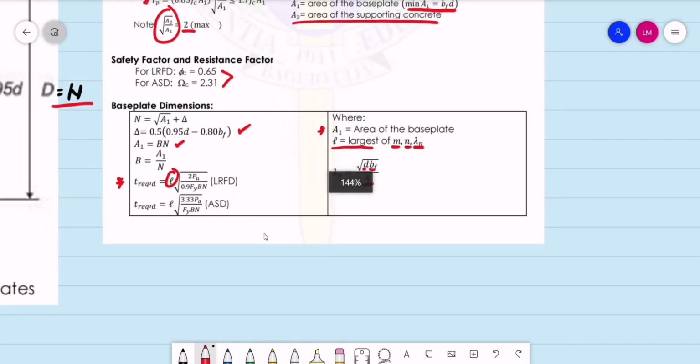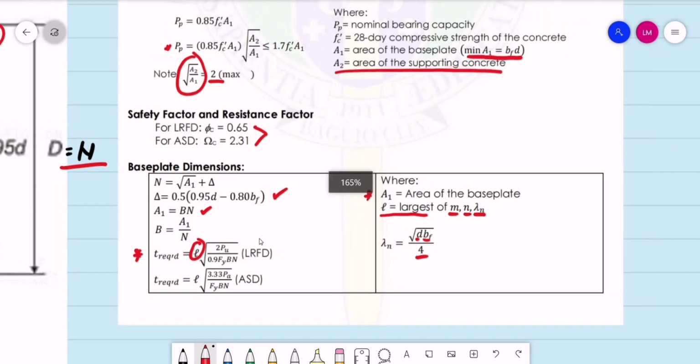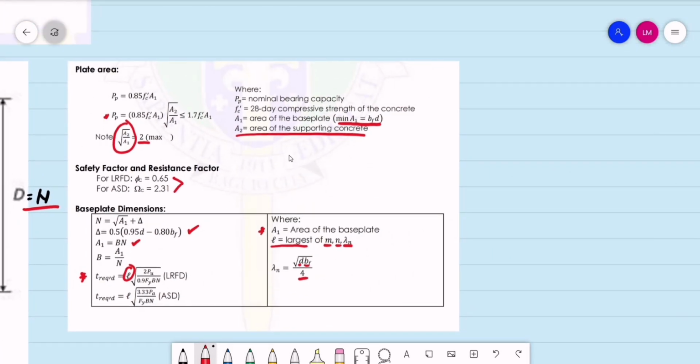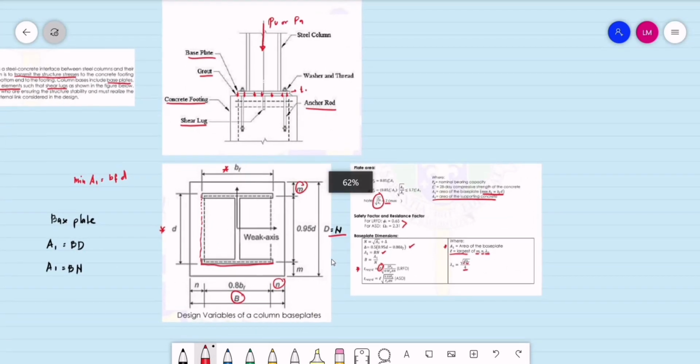So all we have to do is follow these steps: computation of area 1, area 2, the thickness, and so on. So this is just our basis for the plate area. So let's have an example of how to design a base plate.